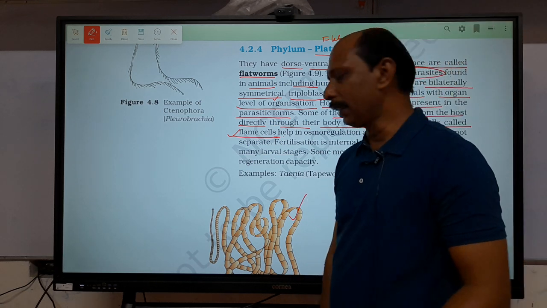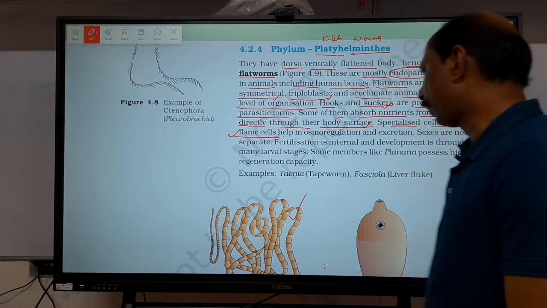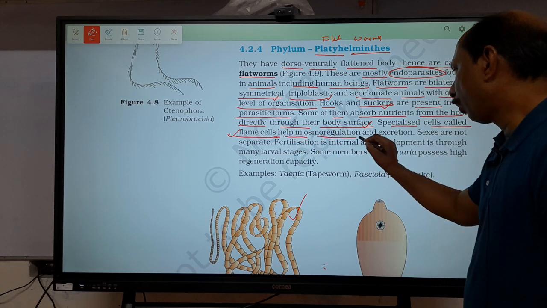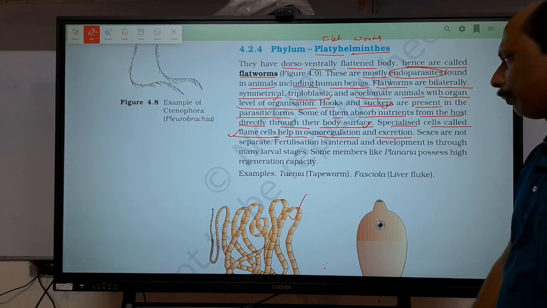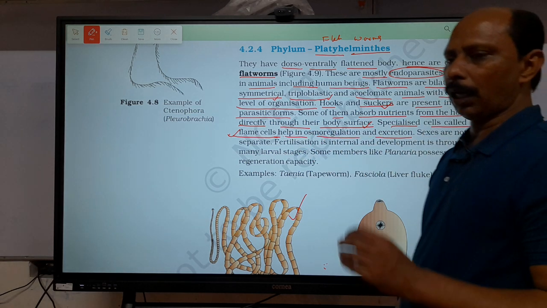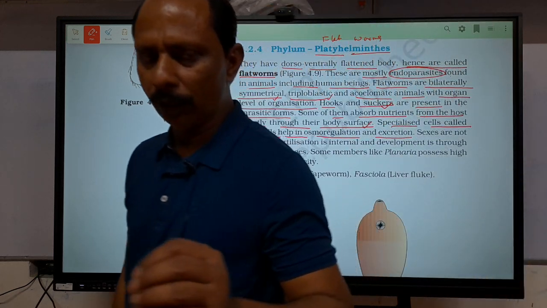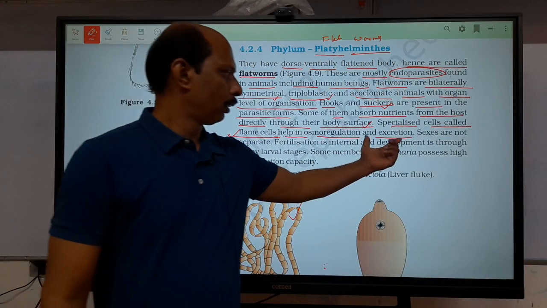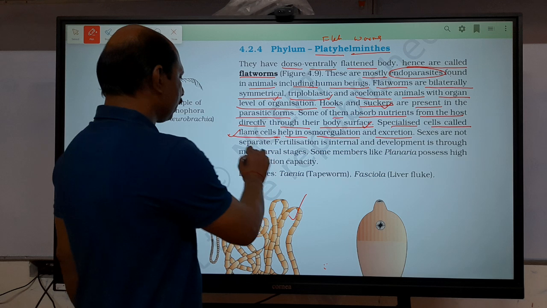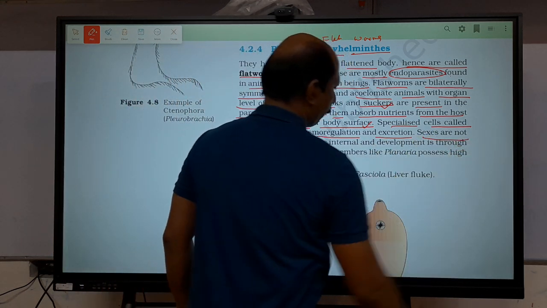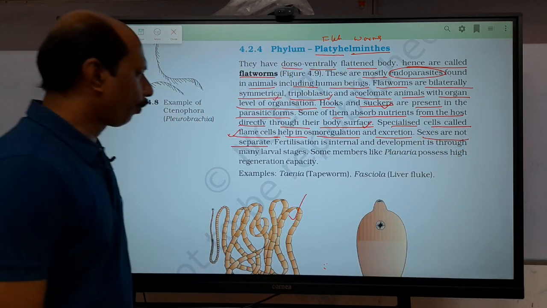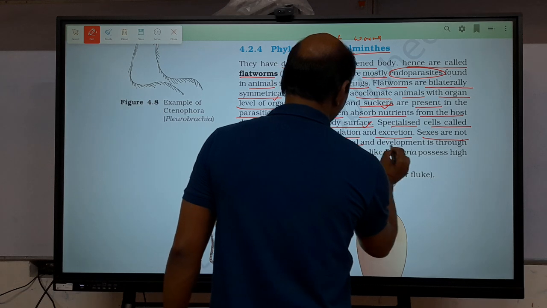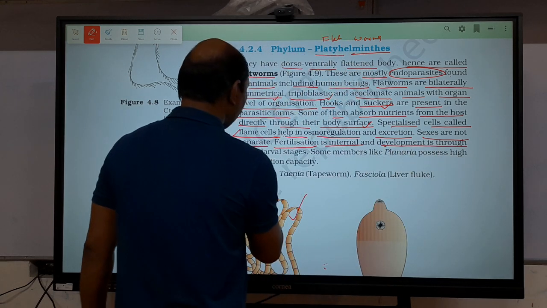When I teach you urochordates, then I will tell you about these flame cells. Flame cells help in osmoregulation as well as in excretion. That means flame cells are responsible for maintaining osmoregulation, and also for excretion. Sexes are not separate; both sexes are present in a single individual, hermaphrodite. Fertilization is internal and development is through many larval stages.